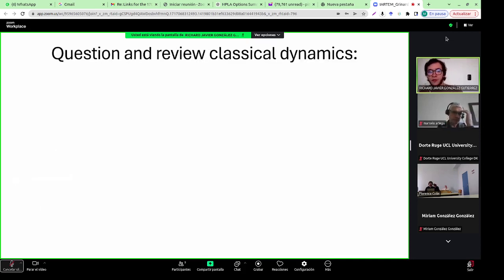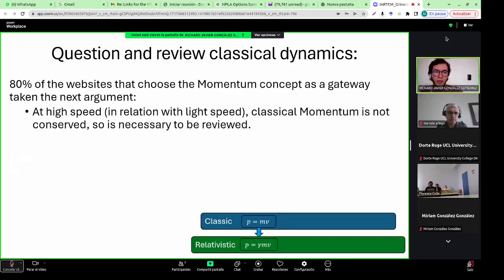About the arguments of the websites for the introduction of relativistic dynamics and the revision of classical dynamics, we identify two main arguments. 80% of the websites that choose the momentum concept as a gateway take the following argument: at high speed in relation to light speed, classical momentum is not conserved, so it's necessary to review this classical concept.